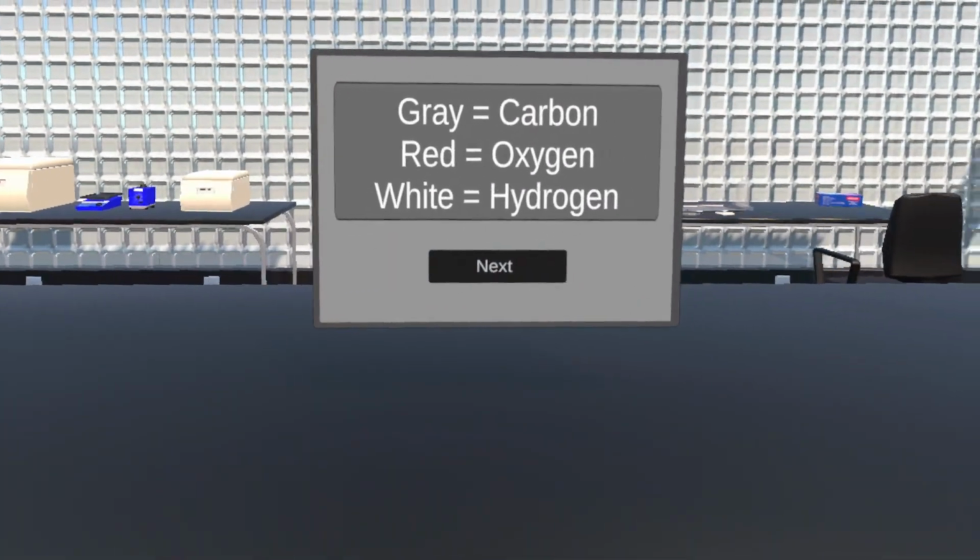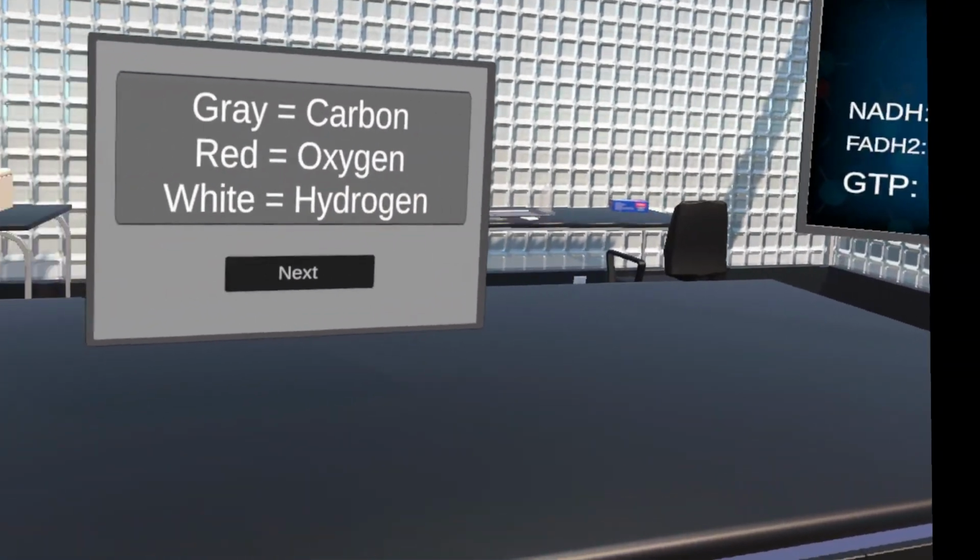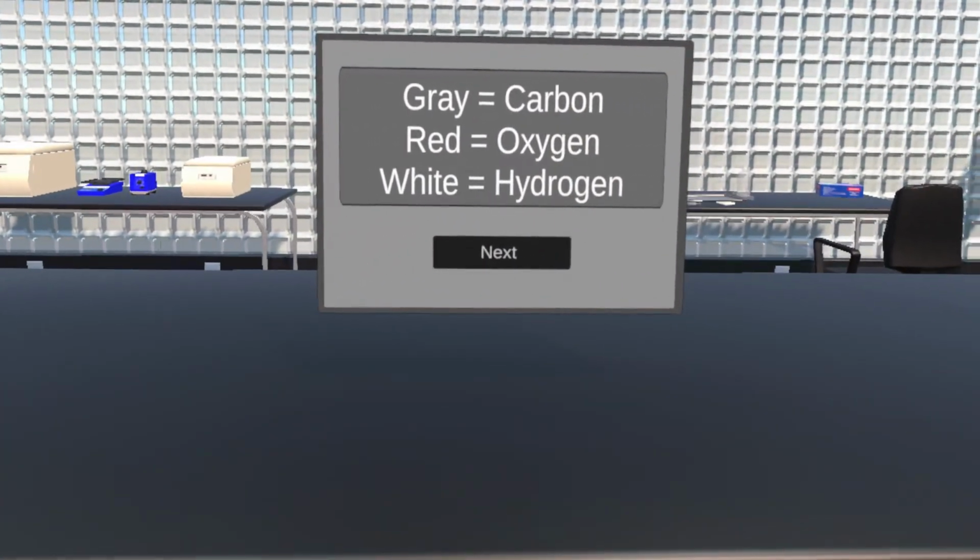Today in our examples, gray will represent carbon, red will represent oxygen, and white will represent hydrogen. There are a bunch of other colors, but these are the three that we will focus on.